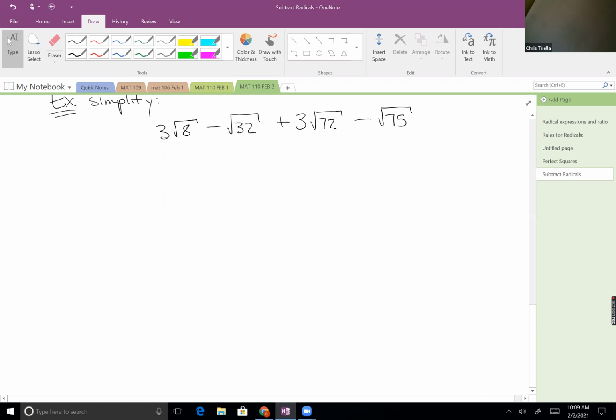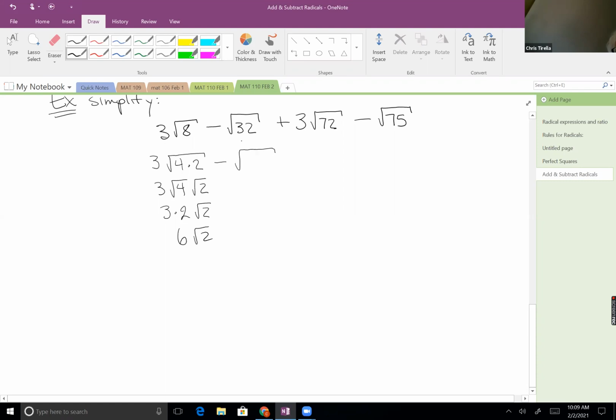Yep. Okay. So the square root of 8, I think we can simplify that. Did everybody recognize 8 as 4 times 2? So that gives me 3 times the square root of 4 times the square root of 2. Or 3 times, let's see, that square root of 4 is just 2. So that becomes 6 radical 2. Everybody get there with that one?